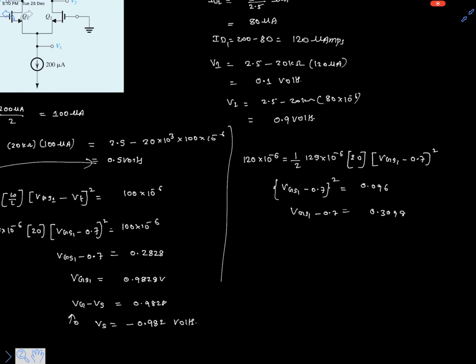So VGS1 minus 0.7 is 0.3098 volts. So VGS1 is clearly 0.7 plus 0.3098, which is 1.0098 volts. Clearly VG is 0, so VS1 is minus 1.0098 volts. This is also equal to the voltage V3.